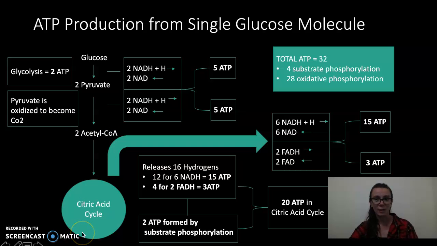And I was cramped for space here. But from the citric acid cycle, we're going to follow this large arrow over here to the right. And we're going to see more things going on with the electron transport chain. That's going to include the 6 NADH, right? And then the 2 FADH in and out of that electron transport chain. Those yields are going to be different from the NADH, which is going to produce 15 ATP, to the FADH, which is going to give you 3 ATP.